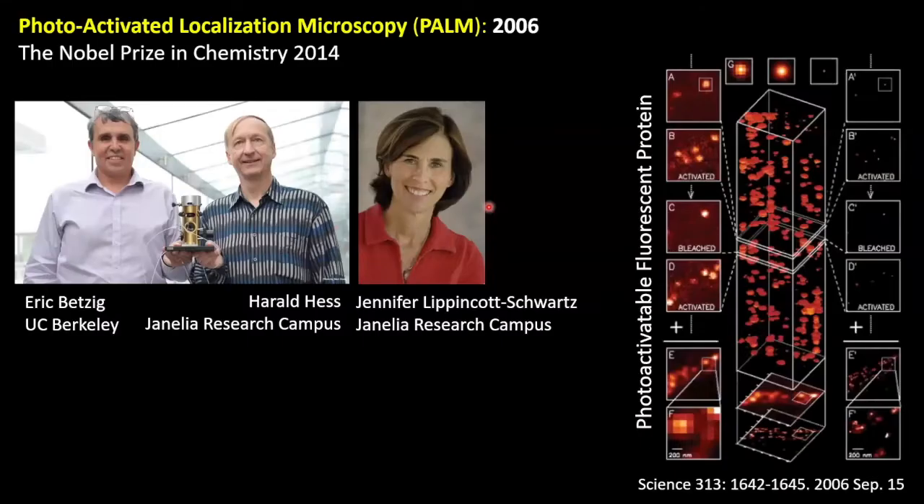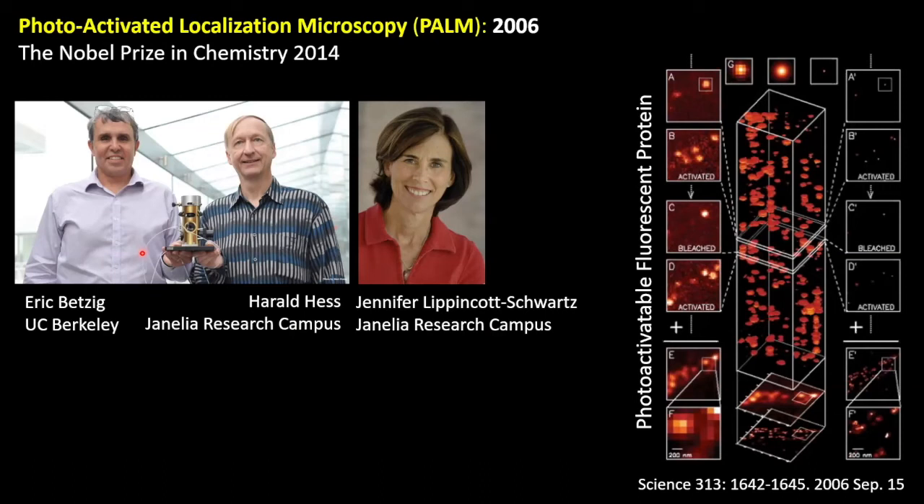Back in 2006, Eric Betzig with his friend Harald Hess saw an interesting protein called a photoactivatable fluorescent protein. They had this idea, and then they contacted Jennifer Lippincott-Schwartz. Back then she was at the NIH, and now she's at the Janelia Research Campus. So they collaborated together, and they did an experiment called photoactivated localization microscopy, PALM, for which Eric Betzig won the Nobel Prize in chemistry in 2014.